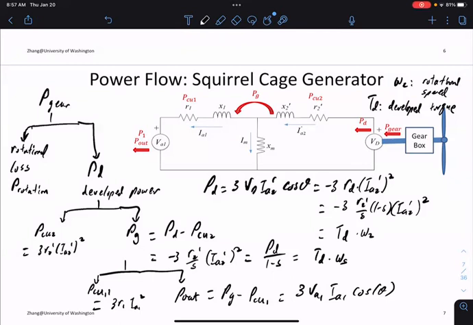Any questions about this equation? I've got a question. Yeah. I think usually we think about generated power as negative. Why do we think about developed power as positive instead?